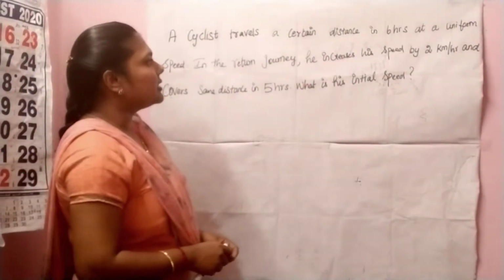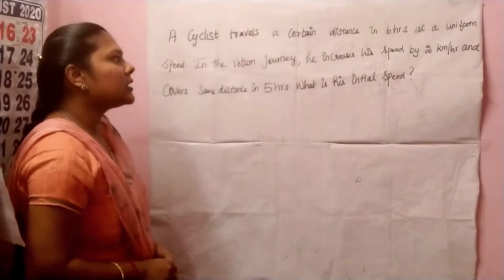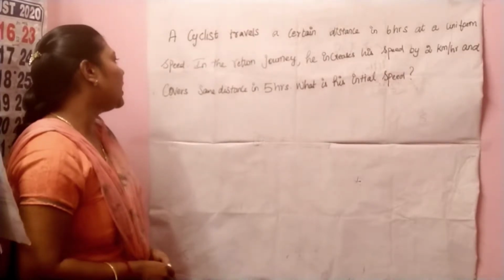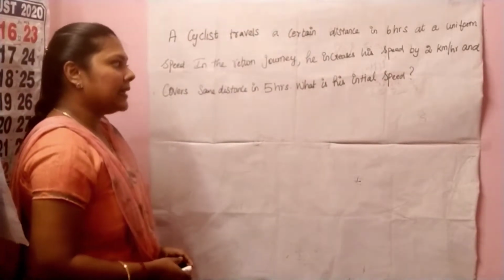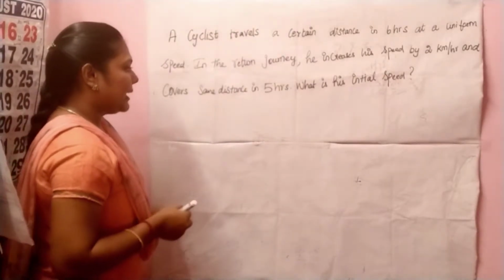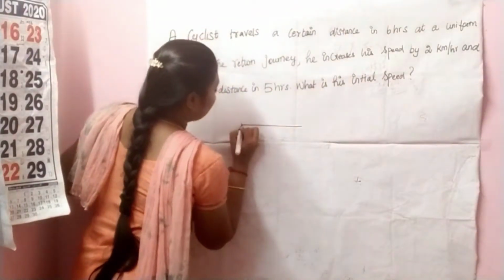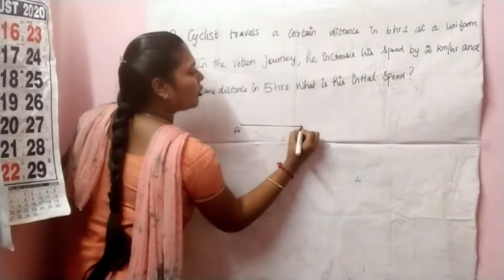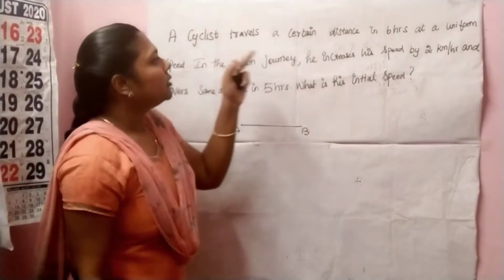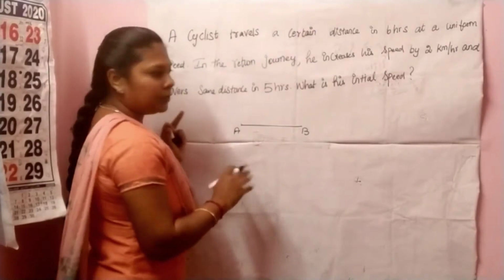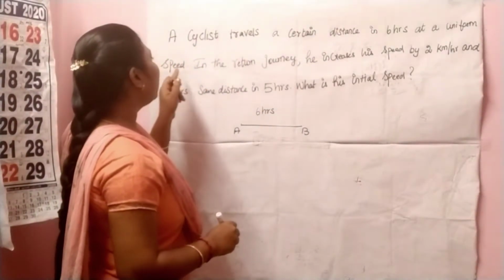travels a certain distance in 6 hours at uniform speed. In the return journey, he increases his speed by 2 km per hour and covers the same distance in 5 hours. What is his initial speed? Okay, for example, I am going to take a cyclist who travels from A to B as well, and he took 6 hours to reach B. So the time is 6 hours, at the uniform speed.